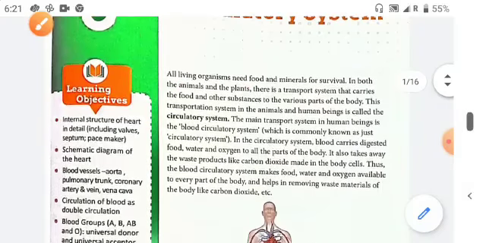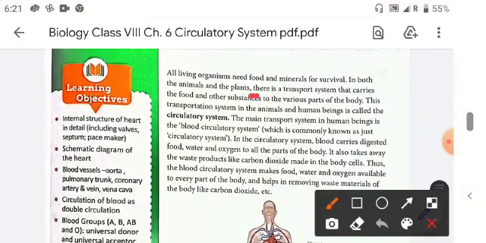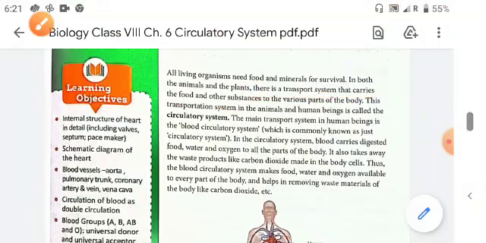Either plants or animals, there is a transport system that carries the food and other substances to the various parts of the body, and then the waste products will come outside. This whole phenomenon, this transport system in animals and human beings, is called the circulatory system.